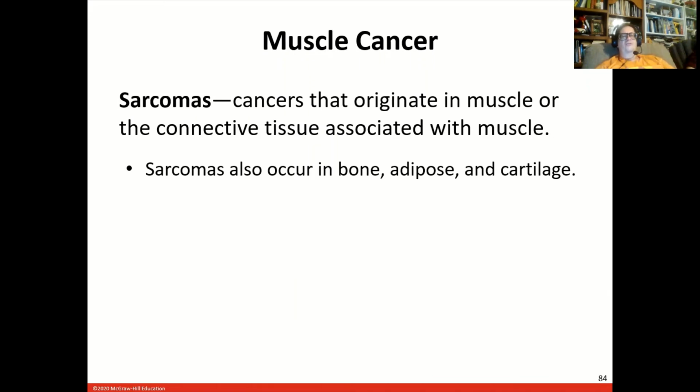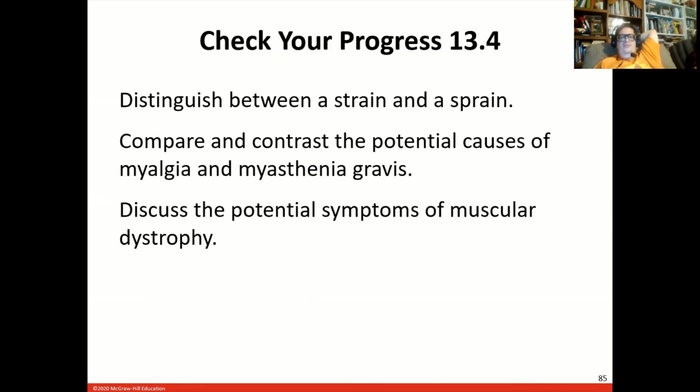Sarcoma is a word for cancer. Okay, cancer of the muscle here. Muscle tissue or connective tissue of muscle. And it could happen in bone. That would be an osteosarcoma. Adipose tissue would probably be a fibrosarcoma, I'm guessing. And obviously cartilage, chondrosarcoma.